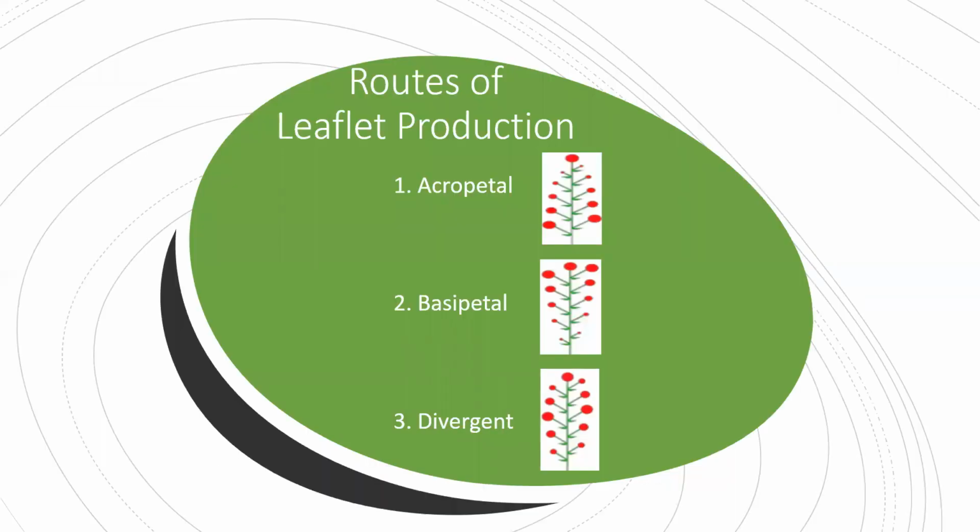There are three routes of leaflet production. The first one is acropetal succession. Leaf growth occurs from the base to the apex. Differentiation begins near the base and progresses towards the tip. So you'll find younger leaflets at the tip.